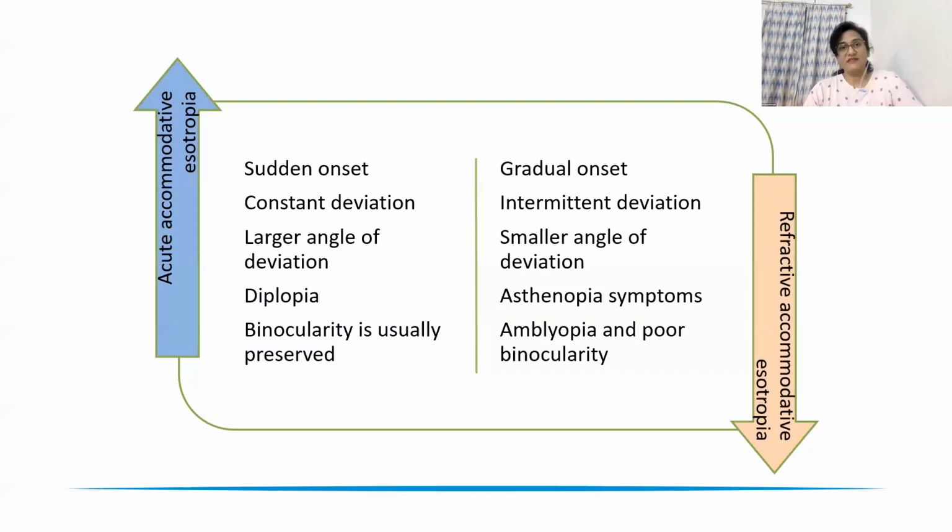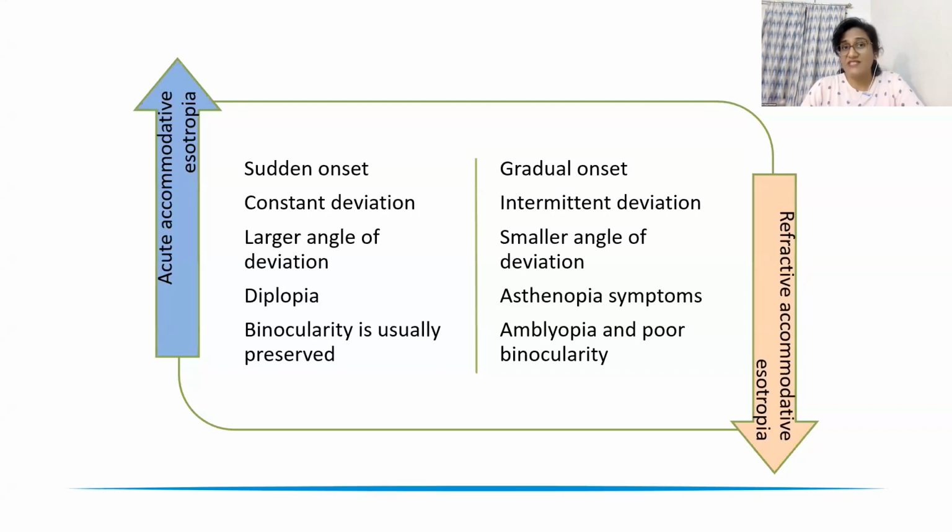So in comparison, if we see a refractive accommodative esotropia, we see that there is a more gradual onset, and the esotropia is noted more intermittently. What happens is it is noted only when the child tries to accommodate. So when the child is trying to read or do more of near activity, that's when the intermittent deviation will kick in. It starts with a smaller angle of deviation and subsequently builds up.